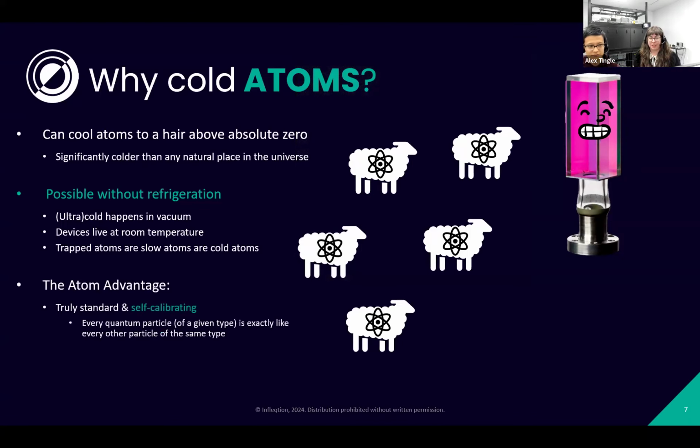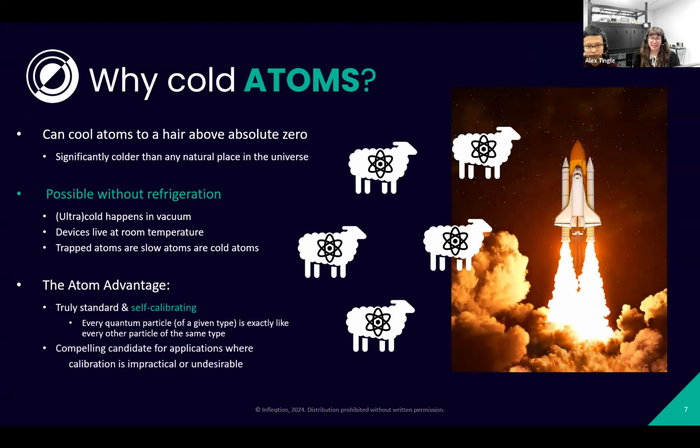And the reason we believe in cold atoms as the dominant quantum modality is because they are so flexible, but most importantly, they are truly standard and self-calibrating. You don't have to teach a rubidium atom how to be a rubidium atom. So that makes it a really compelling candidate for applications where calibration is either impractical or just undesirable. So if you consider deep space navigation, deep ocean navigation, or just places where you really don't want to have to worry about GPS getting spoofed on you, atoms are awesome for that.